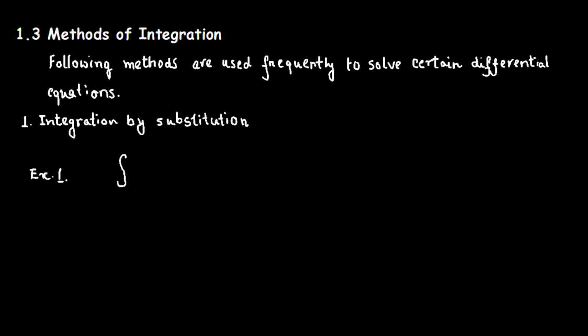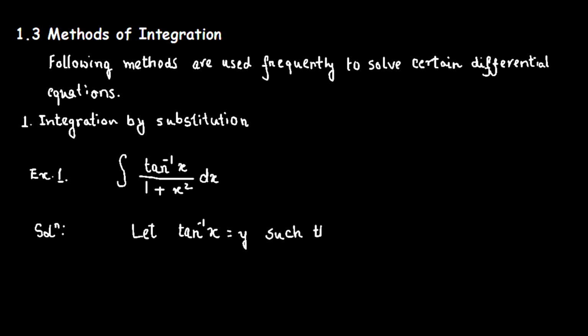Number 1. We have the integral of tan inverse of x divided by 1 plus x squared, which we have to integrate with respect to x. This is an integration by substitution problem. We substitute tan inverse x with y, such that when we differentiate both sides, we get 1 over 1 plus x squared, which is the derivative of the tangent inverse function, and on the right hand side, we have dy over dx. When we rearrange the equation, we get dx over 1 plus x squared equals dy.